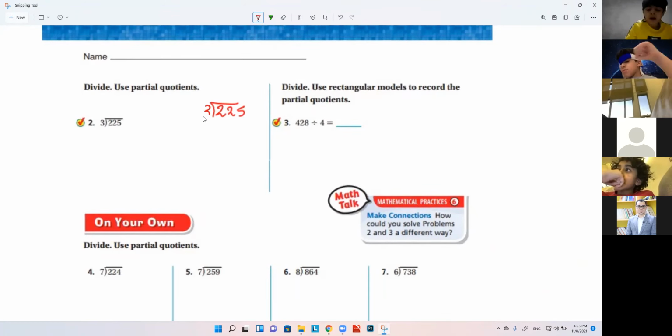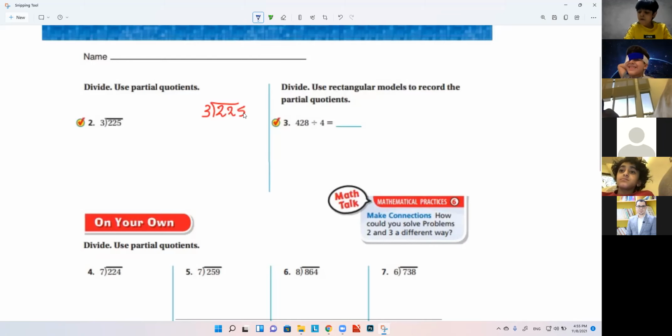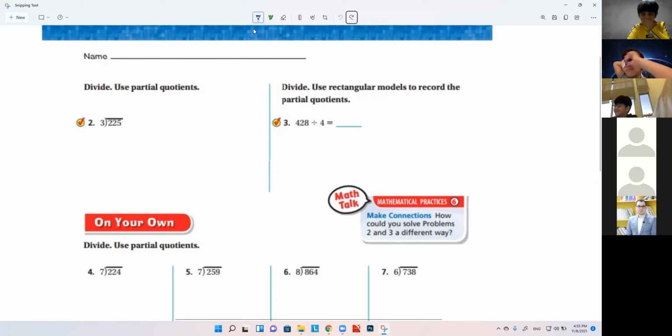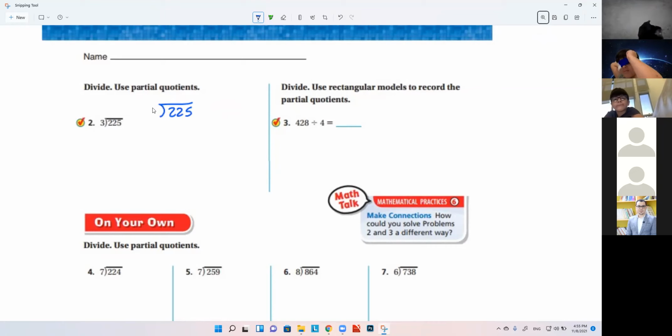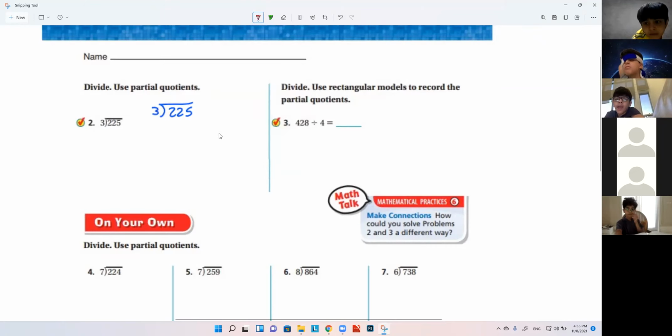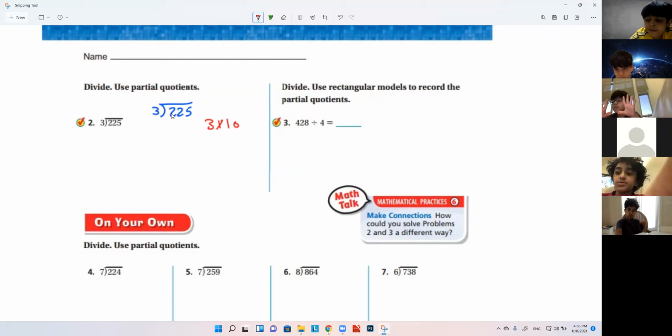225 divided by 3. Okay, so now we're gonna divide here by 3. But if we multiply 3 by 10, it's far away from 225, right? Because it will be 30 and it will be big. So we have to multiply by the multiples of 10 here. We can multiply by 20, by 30, by 40, by 50, as you want, okay? For me, we're gonna multiply by 50 to make it shorter, okay?